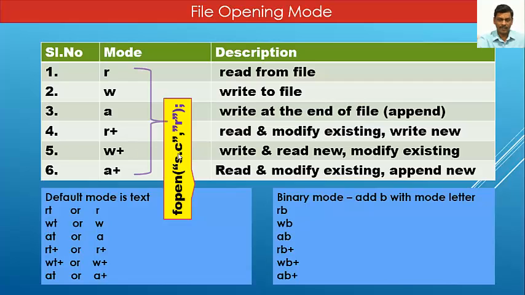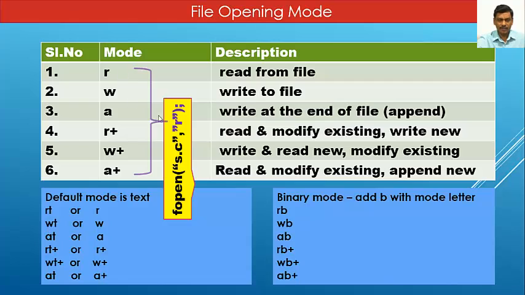If we like to read, the file is already available. If we want to write, it may be already available, or if it is not available, we will create it. So for fopen, the first argument is a file name. The second argument is a file opening mode.